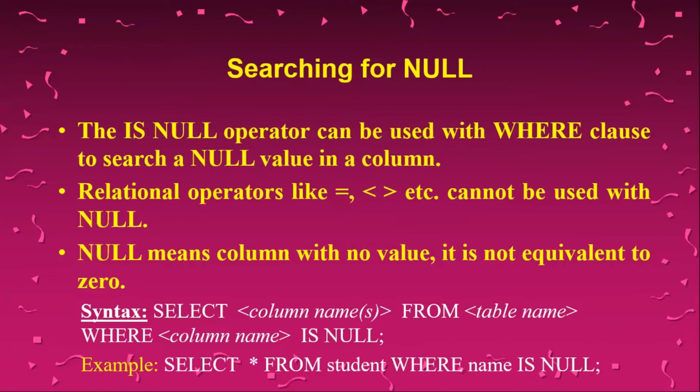So for checking the null value, we use IS NULL. And what is the syntax? Select column names from table name where column name is null. Select star from student where name is null. So this query will display all the student details if the column name has any null value or an empty value. Those student details will be displayed.